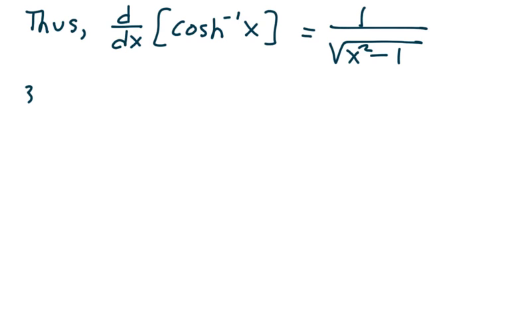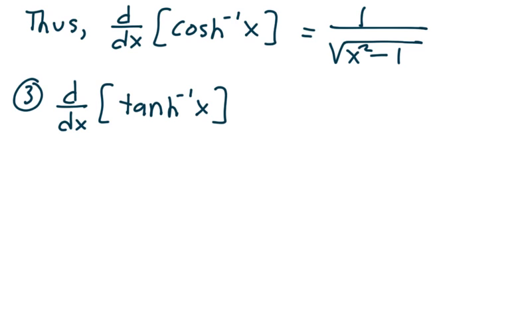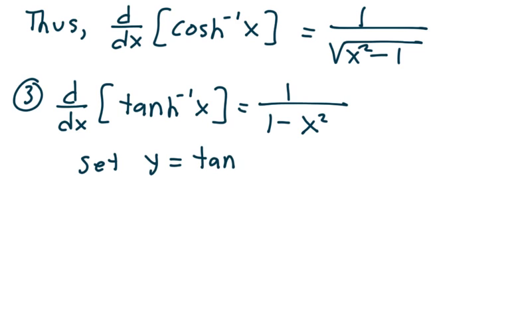And let's take a look at number 3, the derivative with respect to x of the inverse hyperbolic tangent of x. The claim is that that's 1 over 1 minus x squared. Now, same game, I'm going to set y equal to the inverse hyperbolic tangent of x. That says that x is hyperbolic tangent of y. Now, remember, you're differentiating with respect to x.